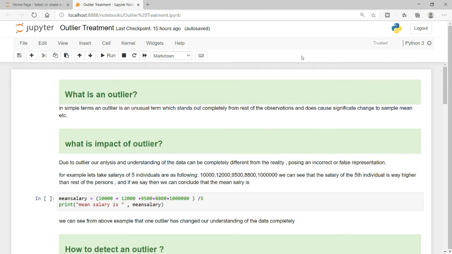Today we are going to discuss what is an outlier, how we can detect an outlier in our data set, and how we can treat it.